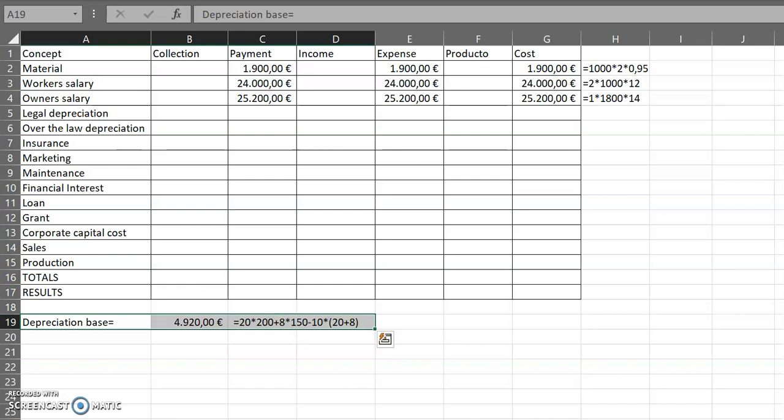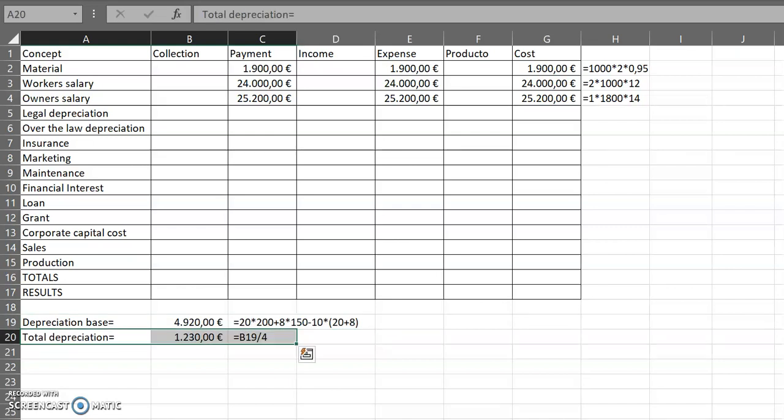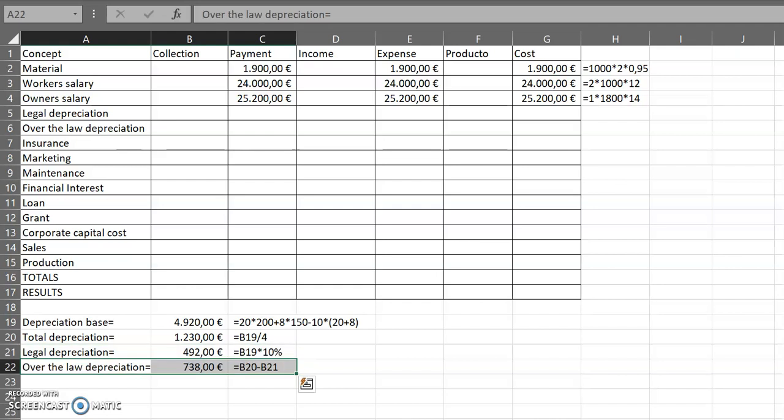Then we can calculate total depreciation. It says that the company depreciates in a 4-year period, which means total depreciation is going to be divided by 4, and tax office allows applying at 10%. So legal depreciation is going to be the 10% of the depreciation base. The difference between total depreciation and legal depreciation is going to be over the law depreciation.